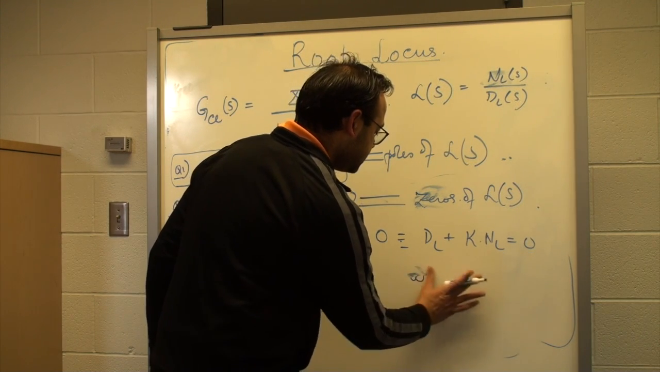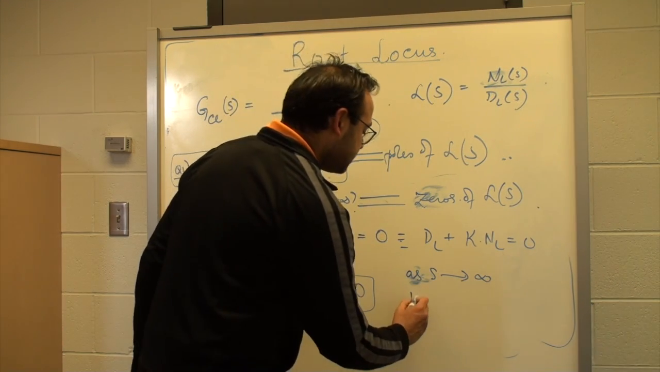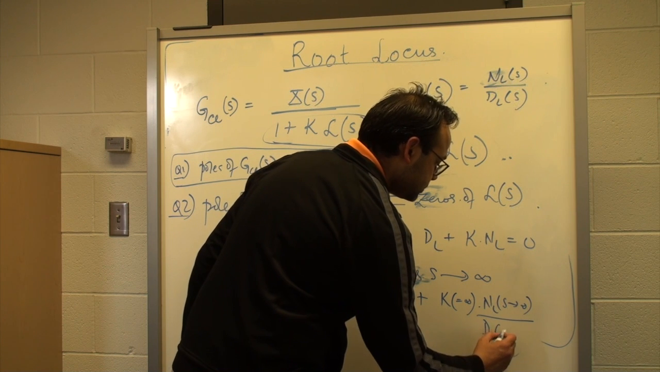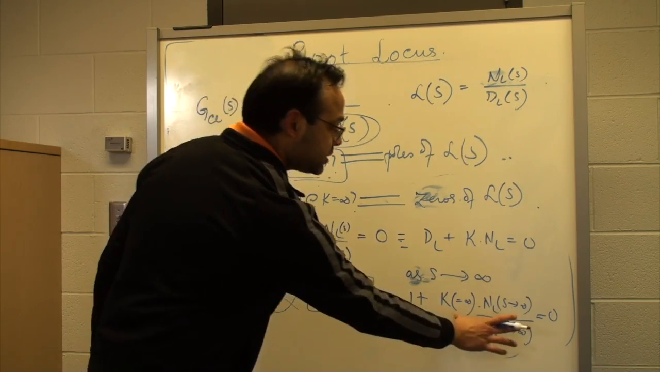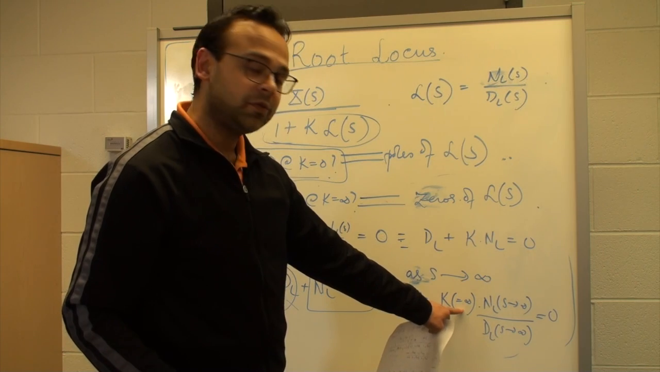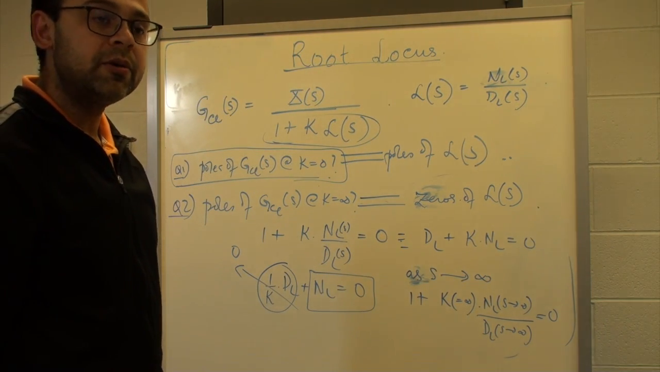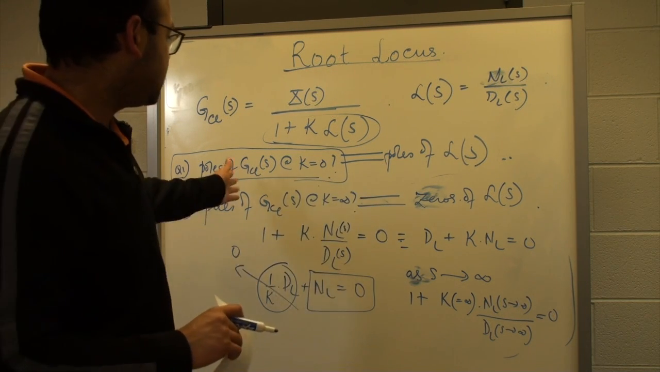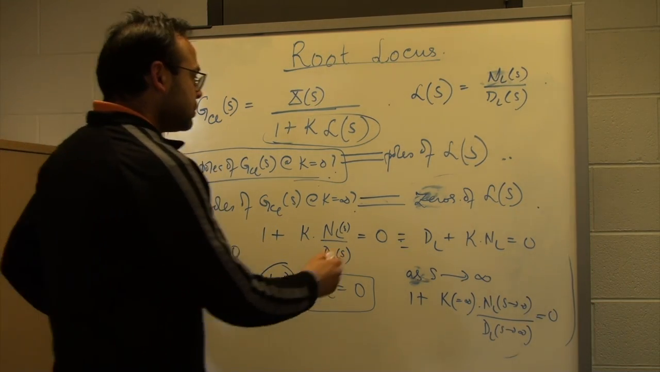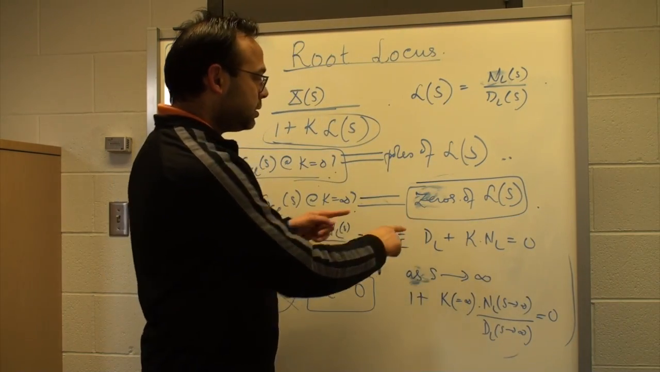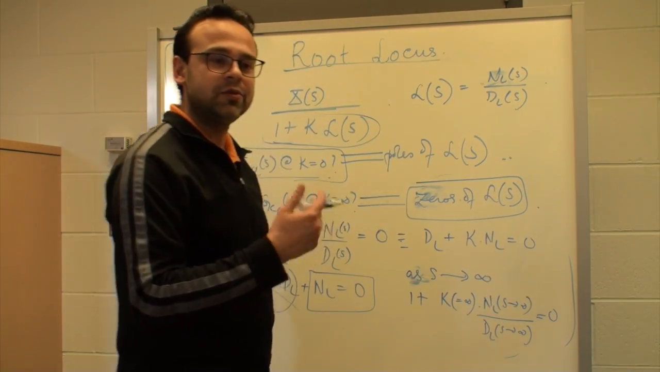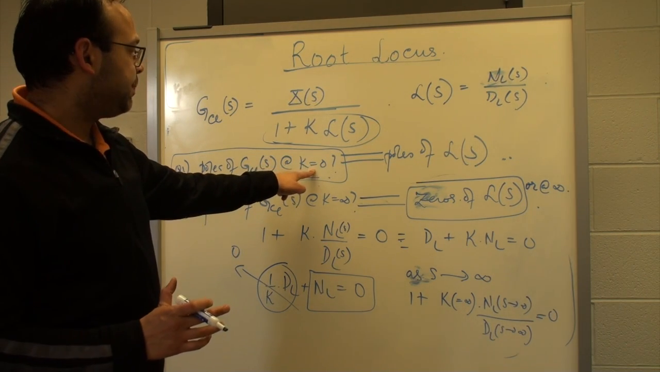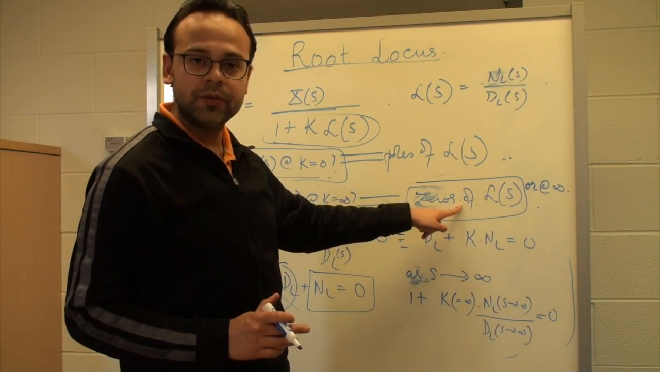As s tends to infinity, 1 plus K times L(s) equal to 0 can be met, because this product can be a finite number. It's a multiplication of infinity with 0, because the denominator is higher order, so that product can be minus 1. So at K equal to infinity, there is one other option: that the poles of G_CL are actually at infinity. So the poles of G_CL either are at zeros of L(s), or at infinity. The root locus plots always begin at the poles of L(s), and they either end at zeros of L(s) or at infinity.